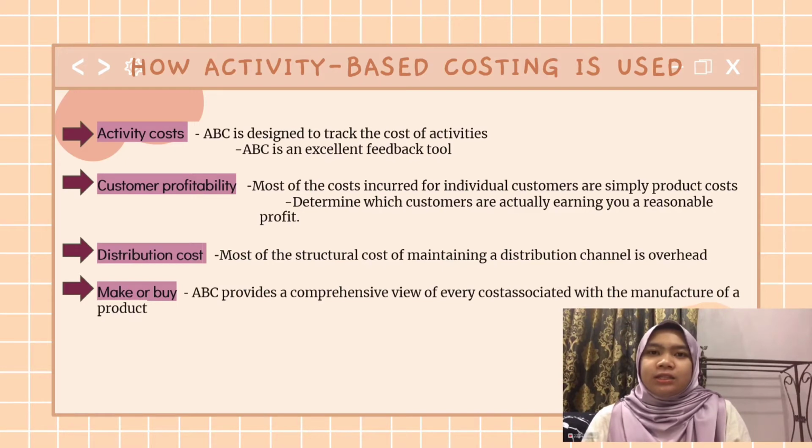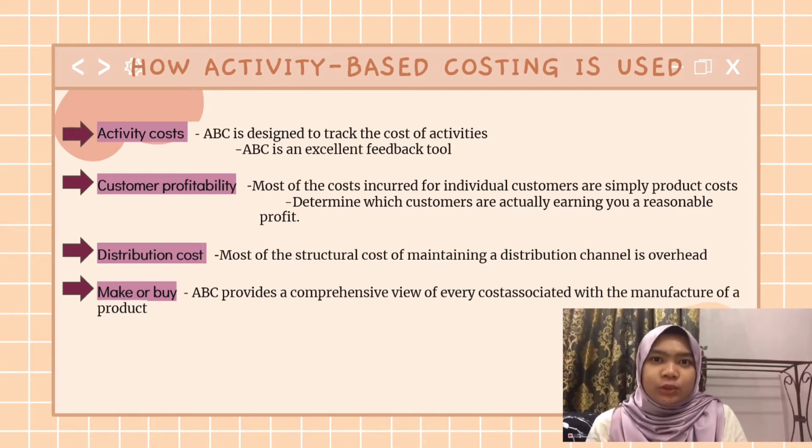Thirdly, distribution cost. Typically, a company uses a variety of distribution channels to sell the product, such as retail, internet, distributors, and mail order catalog. Most of the structural cost of maintaining a distribution channel is overhead. So you can make a decision to alter how distribution channels are used or even to drop unprofitable channels.